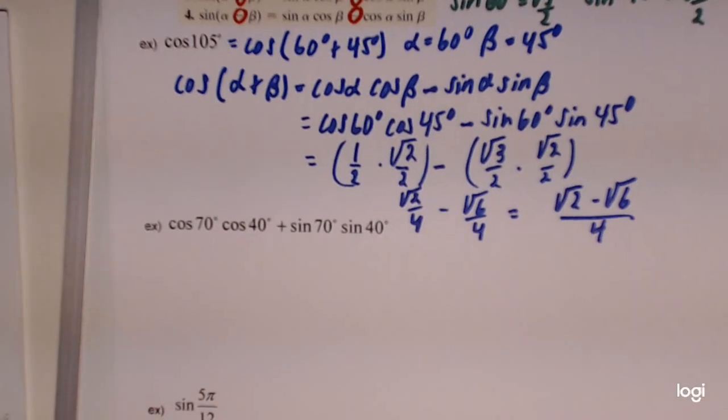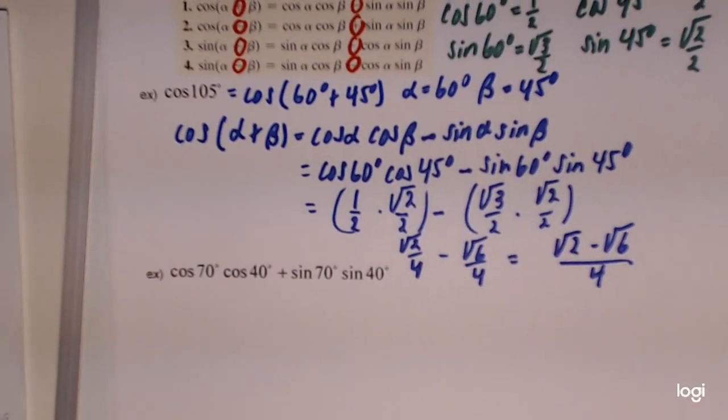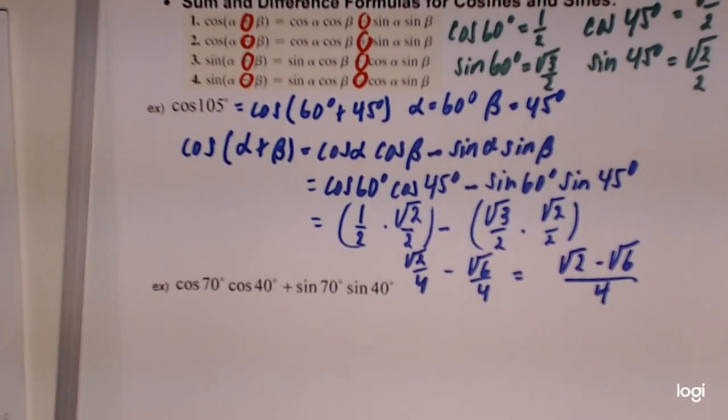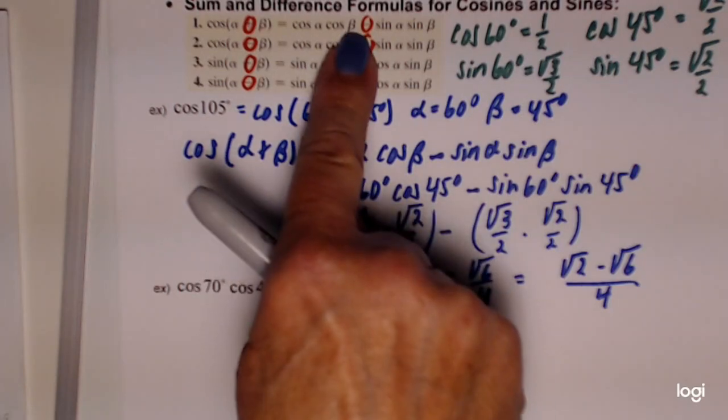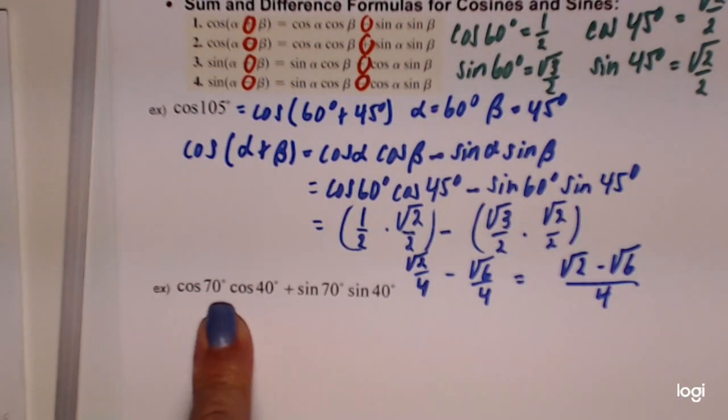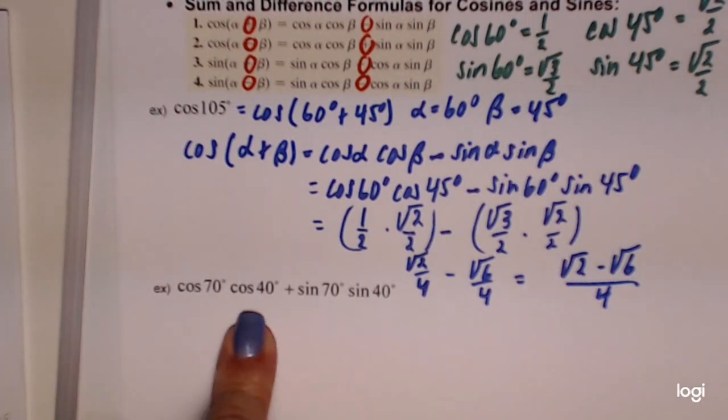Another way we can use this formula is going in what I think of as the opposite direction, where we're given a statement like this that looks suspiciously like one of our formulas up here. Here, 70 degrees, 40 degrees. These are not angles that we know, so we're not able to evaluate this without a calculator. However, if we were to combine 70 and 40, that might give us an angle that we can deal with. So let's take a look to see.